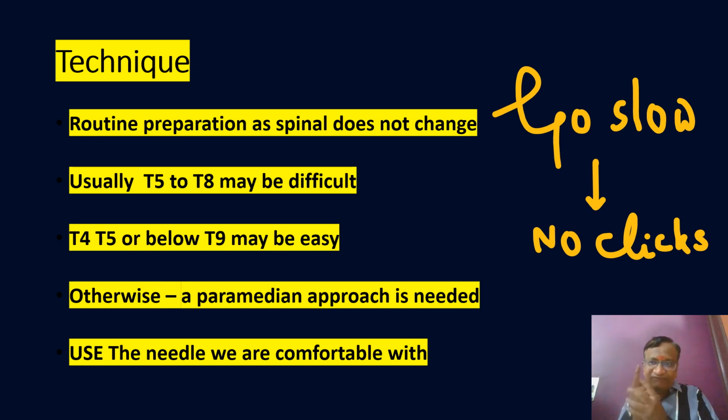I need to give a very small gauge needle, which we may not have used in lumbar spinal, and we can get into problems. Go slow. There may not be any clicks in thoracic spine. That is the most important trick. The second click, as in lumbar spinal, may not happen. You may need to go slowly, remove the stylet, and see whether fluid is coming. Go slow, millimeter by millimeter. There may not be this double click phenomenon. Maybe or maybe not.